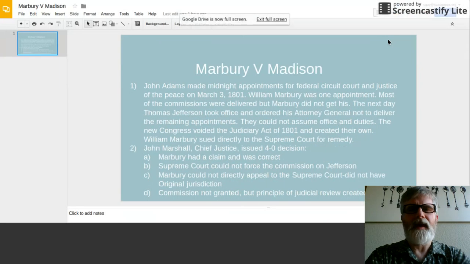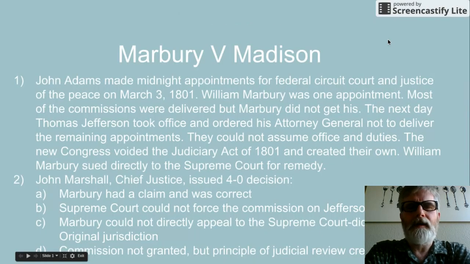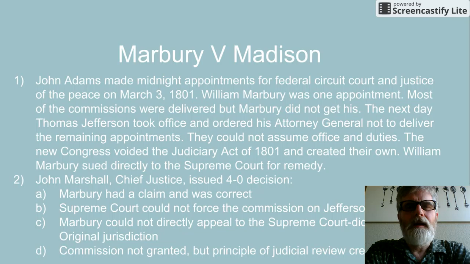Marbury versus Madison. This is a Supreme Court landmark case, and the background on the case is John Adams, the second president of the United States, during his lame duck session after he lost to Thomas Jefferson, made appointments for the Federal Circuit Court and the Justice of the Peace. And he made these on March 3rd, 1801, and March 4th was when Thomas Jefferson was to take office.